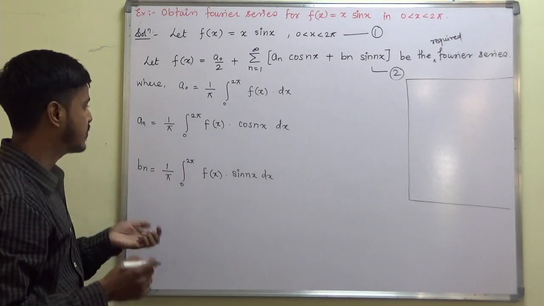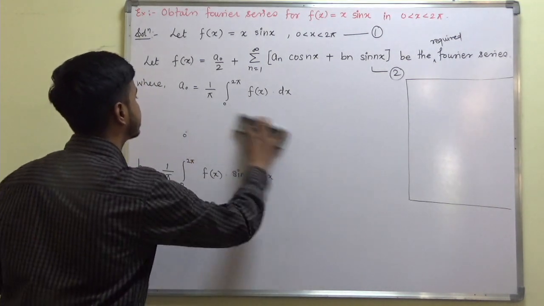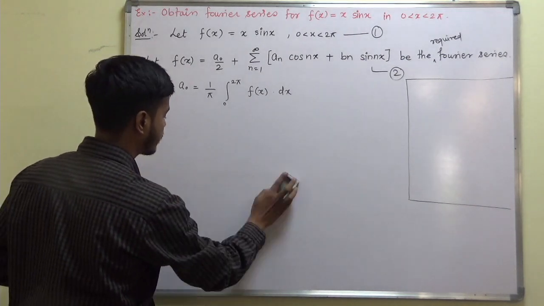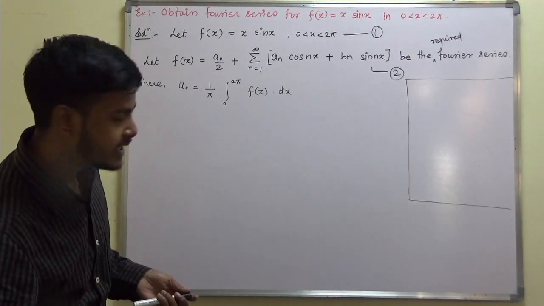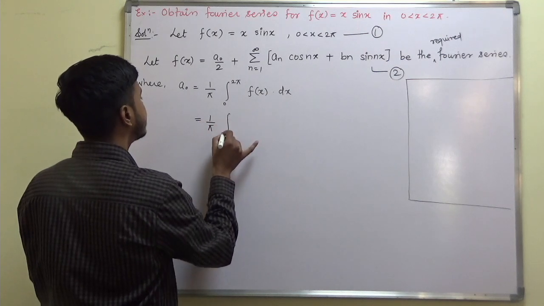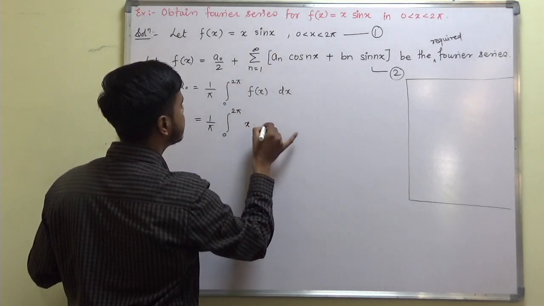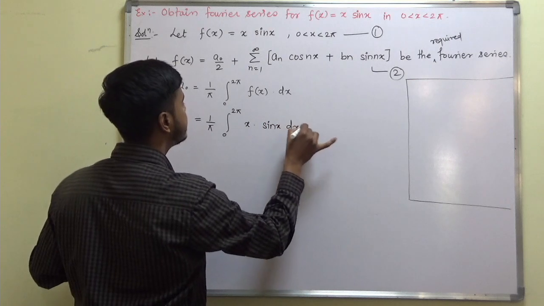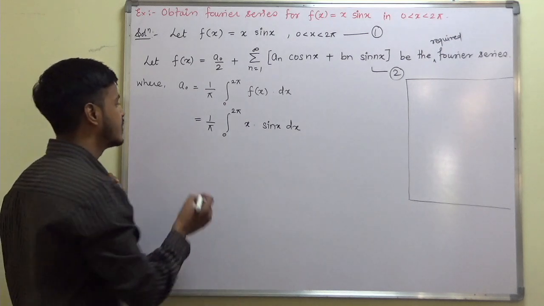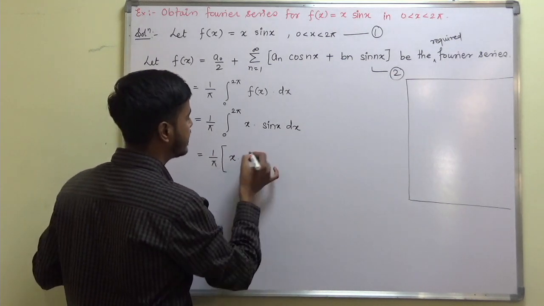So we have to find a0, an and bn. First of all, we find a0. What is my a0? It can be written as 1 by pi integration 0 to 2 pi of f of x, which is x into sin x dx. Simple. Now here you have to apply integration by parts. So this is 1 by pi, applying integration by parts: first function, integration of second.